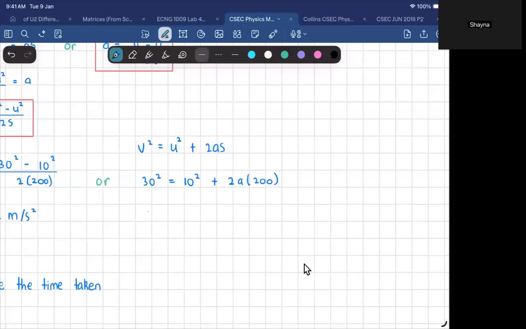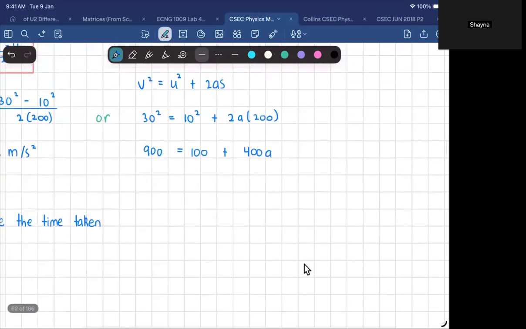30 squared is 900. 10 squared is 100. And that'll be plus 400a. Move across the 100. So you end up with 900 minus 100, and that's going to be equal to 400a. So you're going to get 800 equal to 400a. Divide both sides by 400. Bam. And you're going to get 2. So I feel like this might be the easiest method for a beginner.